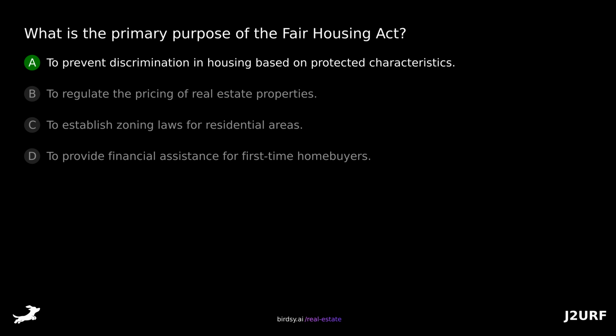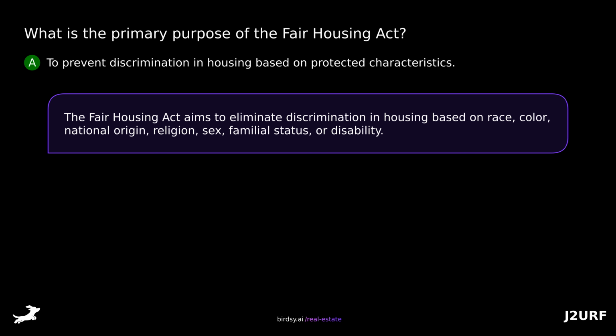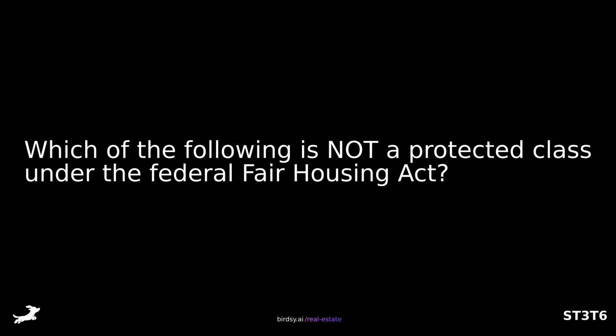The answer is A. To prevent discrimination in housing based on protected characteristics. The Fair Housing Act aims to eliminate discrimination in housing based on race, color, national origin, religion, sex, familial status, or disability. Which of the following is not a protected class under the Federal Fair Housing Act?